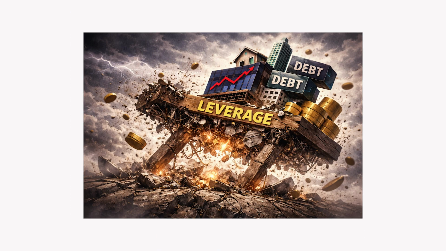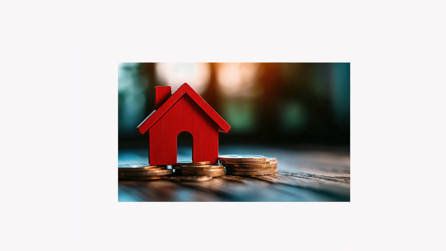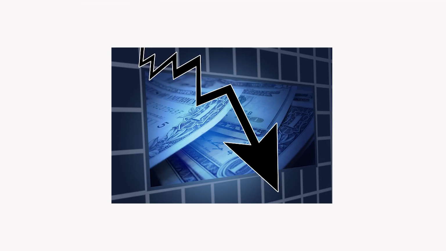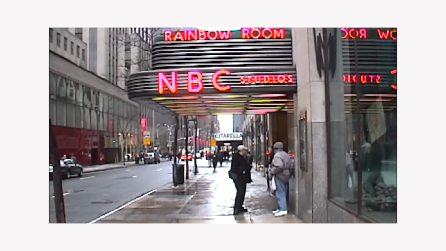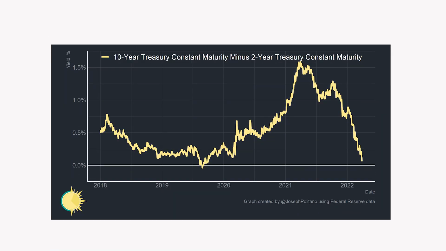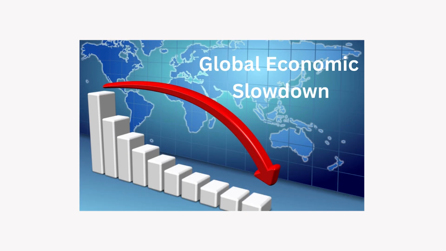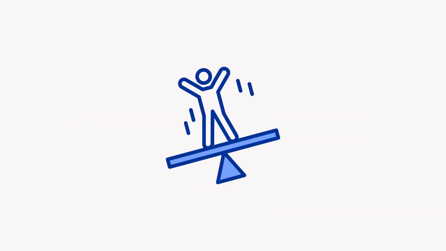When the system finally broke, it happened quickly. Housing prices fell. Mortgage defaults surged. Banks faced losses they could not contain. The recession that followed was not mild. It became a global financial crisis. This inversion mattered because it reflected more than policy tightening or temporary fear. It revealed structural weakness. The economy was not just slowing, it was unstable.